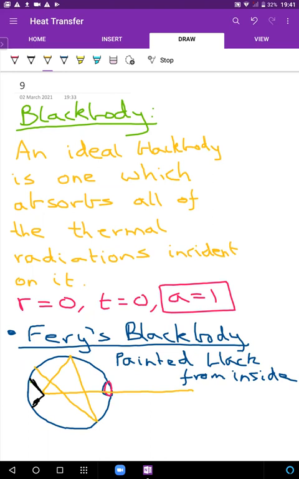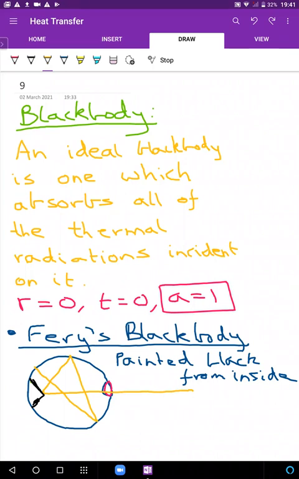Ultimately, this is such a small hole that the probability of the rays coming back out is very small. All right, so first of all, that black pointed shape ensures that it doesn't get reflected back through the hole.